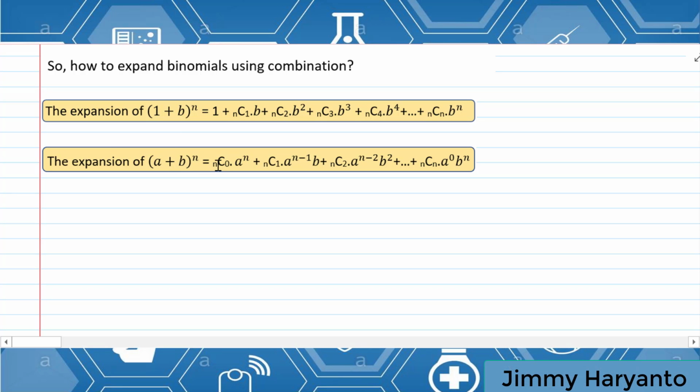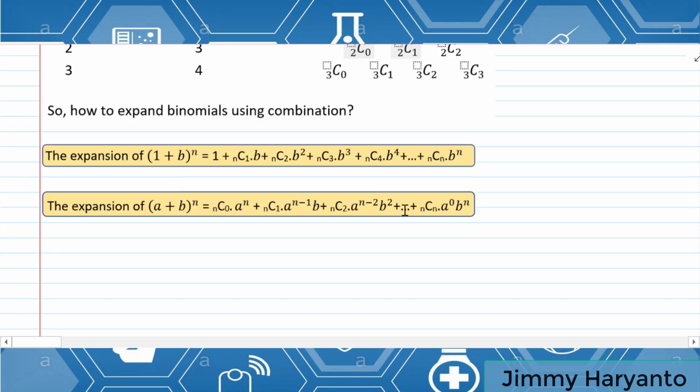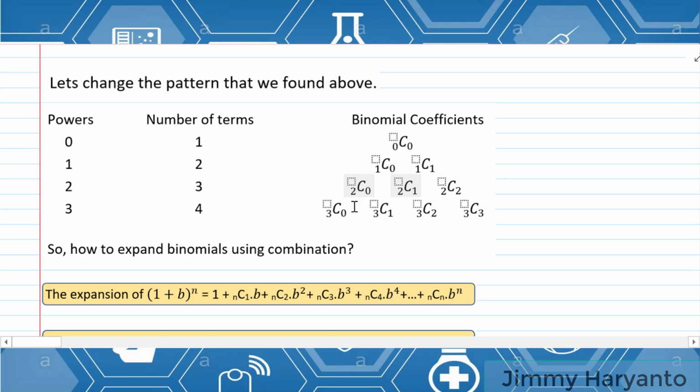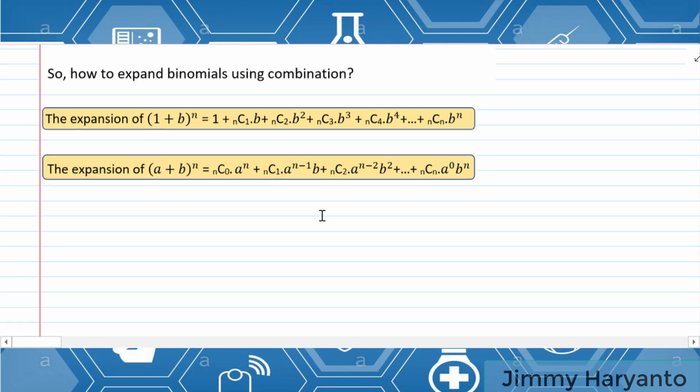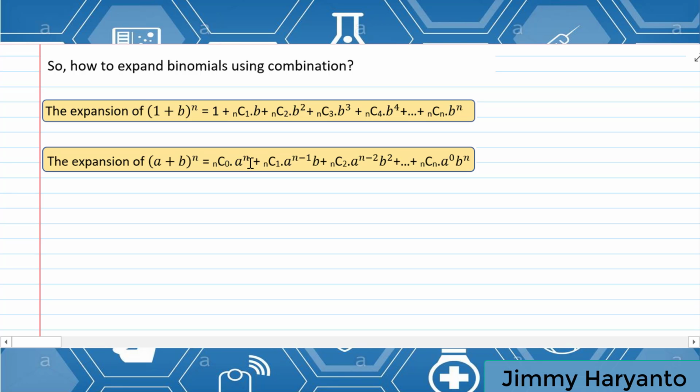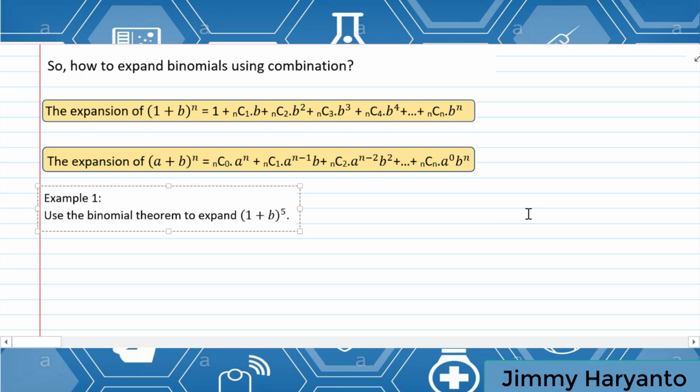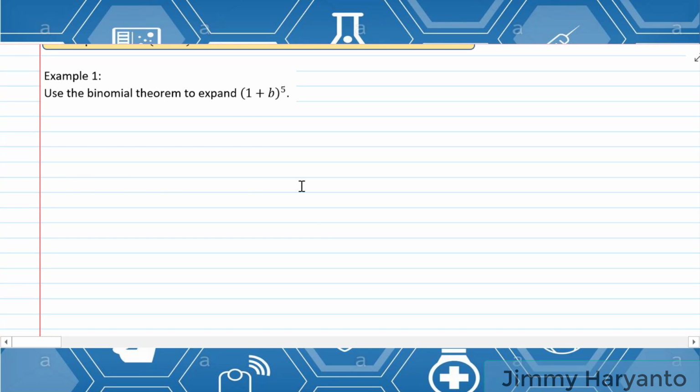Okay, so this one will be nC0. Remember, the first one will start from C0. Okay, nC0 times a to the power of n, nC1 times a to the power of n minus 1, and so on. It will be confusing if you look at this notation. Let's use example 1 to make it more understandable.